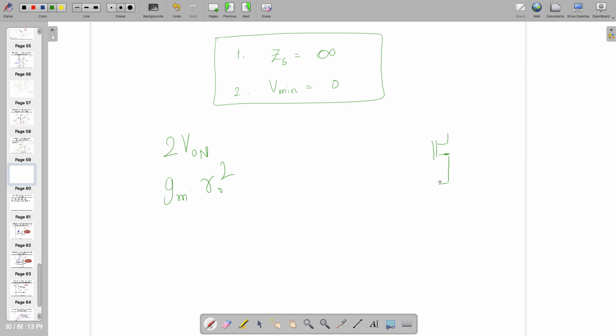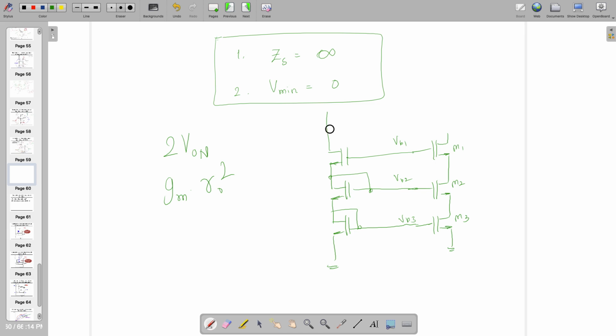Instead, we can have an argument: let's have not only one, let's have a triple cascode, where VB1, VB2, VB3 are all DC potentials which are generated from here. It might be like this, or from the self-bias configuration which we have seen just now, or some other way you can generate VB1, VB2, VB3 separately.